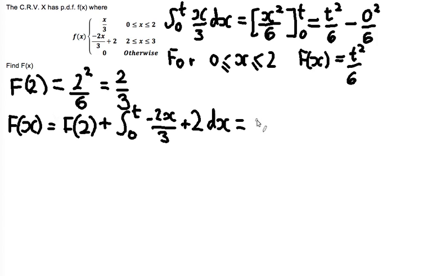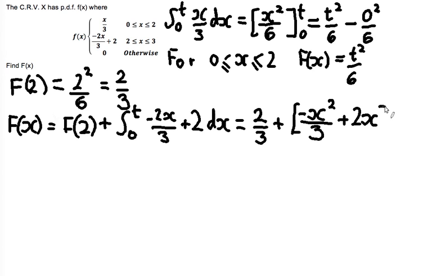So F of 2 we've just evaluated as 2/3, so we're going to get 2/3 plus the expression that we get when we integrate our function now. When I integrate x, it goes to x squared. When I divide that minus 2 by the new 2, it will just cancel out the 2, so I get minus x squared over 3, and then of course 2 as a constant just integrates to 2x, and we're going to then evaluate that over the range 0 to t.